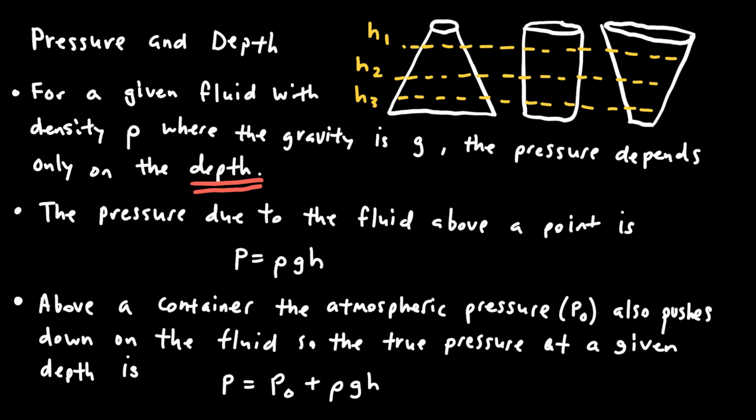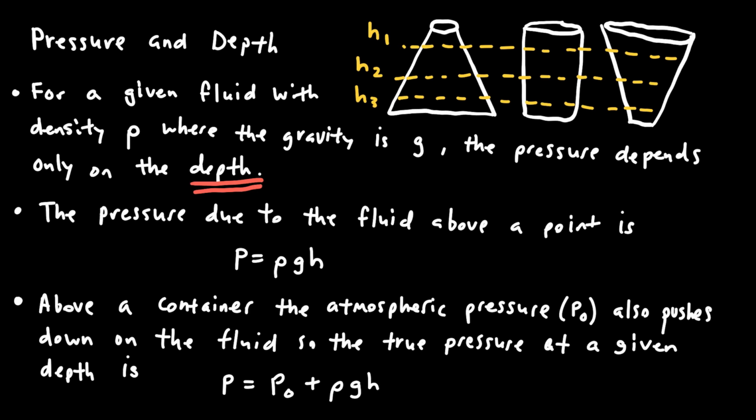So up above I have 3 different containers that have wildly different shapes, and if they were filled with fluids up to the top, then the pressure at a depth of h1 in each of those containers would be the same. The pressure at h2 in each one of those containers would be the same, and at h3 the pressure in each one of those containers would be the same.